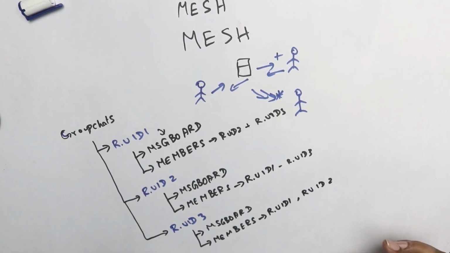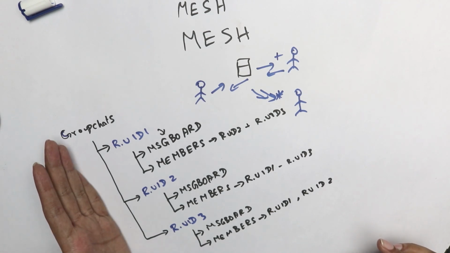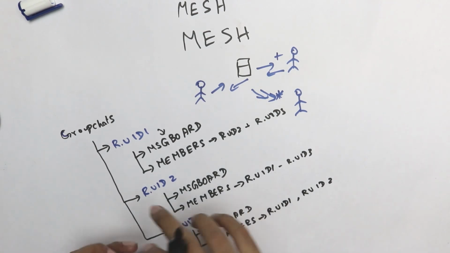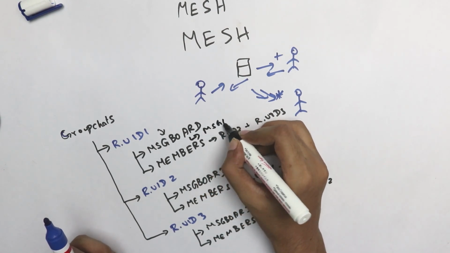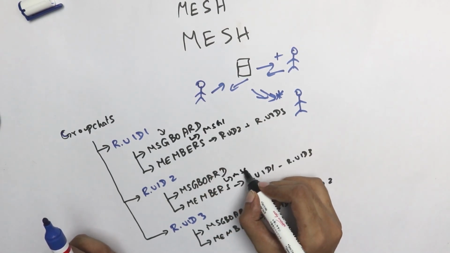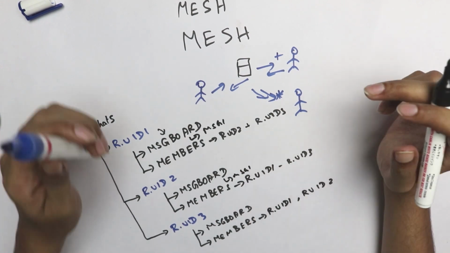Now you understand what's happening here, right? This is how it will look on Firebase. Under this message board, we will have all these messages, message 1, and this will also have message 1. You get my point, right, guys?